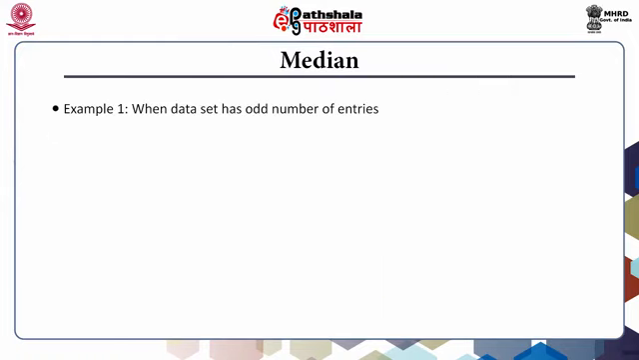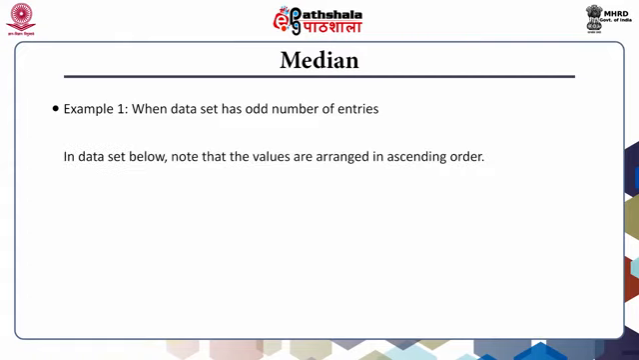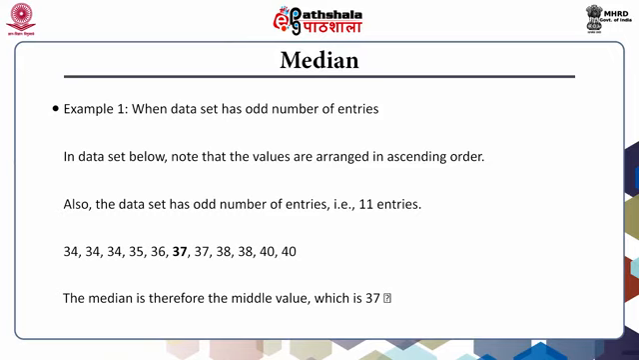Here we look at an example of how to calculate median. In the given data set below, we have a number of values which are arranged in an ascending order. Also note that there are odd number of entries, that is 11 entries. Therefore, the median is the middle value, which is 37.